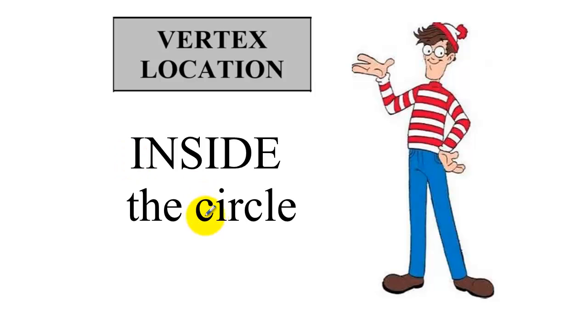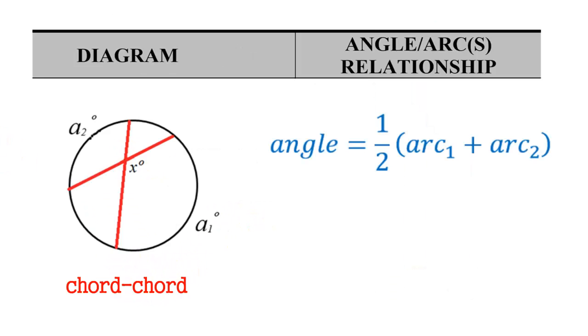Okay, let's go back to Waldo, who's going to ask us when the vertex is inside the circle. So looking back at our chart, if we're inside the circle, we're looking at this angle right here. The vertex is right here on the inside. And that's called a chord-chord angle because it's when two chords are intersecting. Now this is a little bit different because we actually have two arcs involved here. This arc here, which is inside of our angle, and this arc over here, which is inside of the vertical angle.